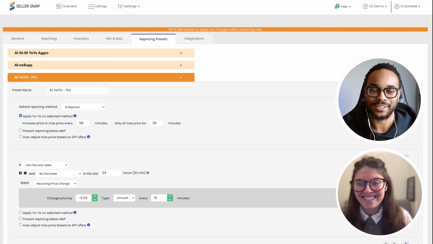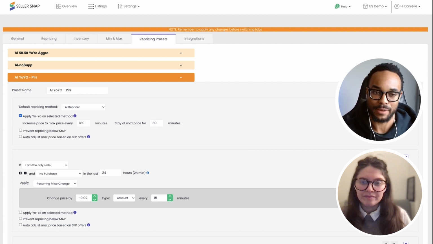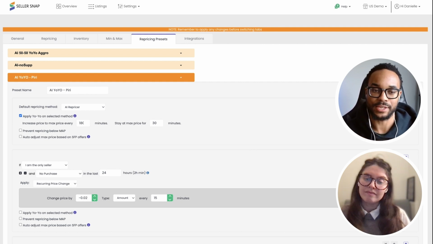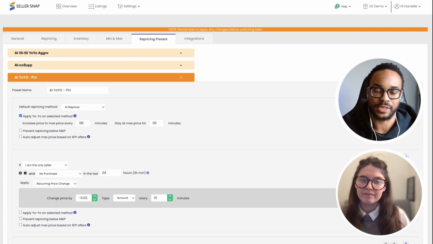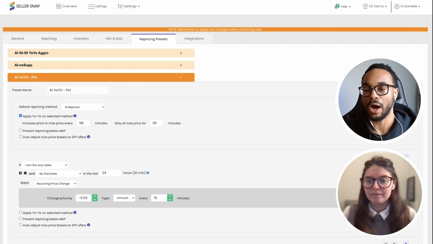Yes, so I love the YoYo just because I find that I end up getting a decent amount of my sales at my max price. So what the YoYo does is based on what you tell it, and you can see here, it's saying regular repricing / AI repricing for about 3 hours, 180 minutes. And then after 3 hours, go up to your max price and hold there for 30 minutes.